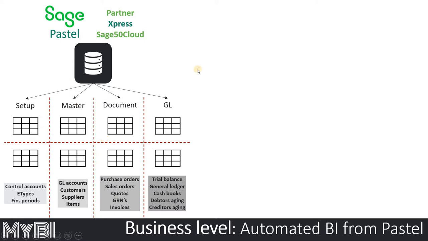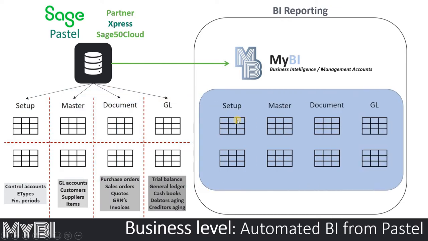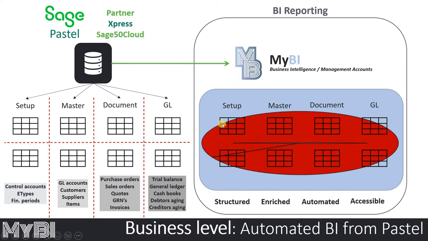All right, so what we have done is we've created an app called MyBI. This MyBI app integrates to any Pastel Partner, Xpress or Sage 50 Cloud database, and it ultimately automates your business intelligence and your management reporting. In essence, it takes all those tables that you see here, and it already creates bindings between all these tables.